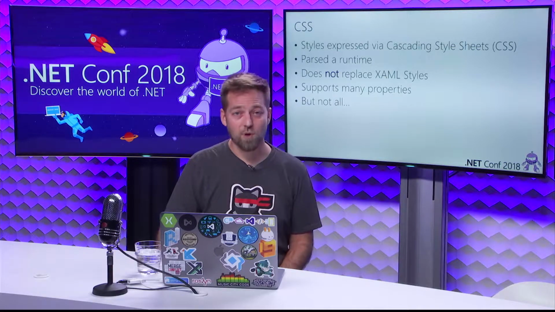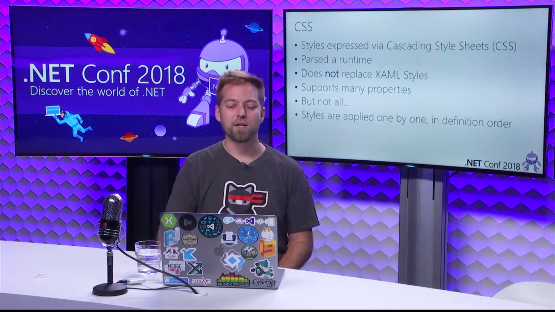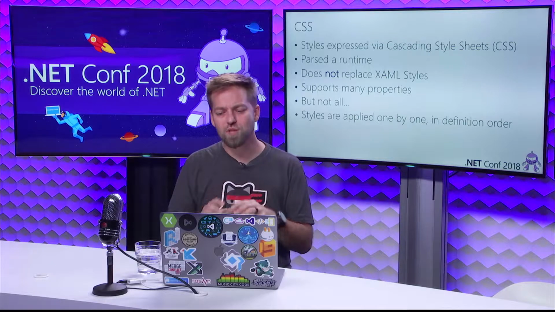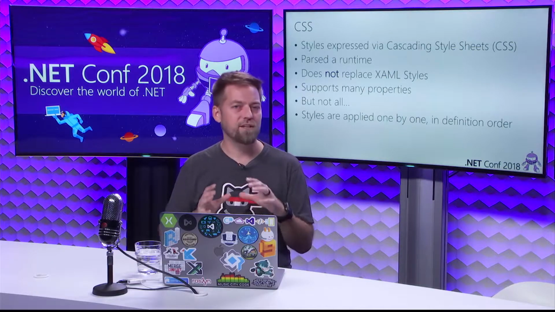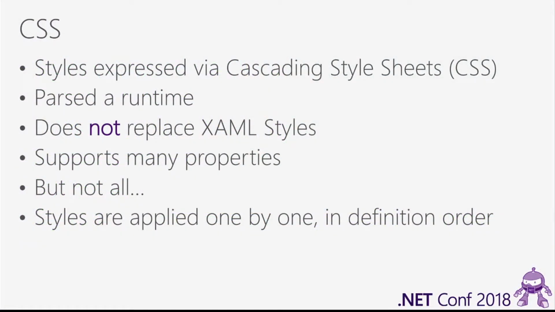So CSS styles are expressed via cascading style sheets. They're parsed at runtime, and this does not replace XAML styles. It does support a ton of properties out of the box, but not all. And the styles are applied one by one in definition order, which is the cascading aspect of CSS. So it's a great feature to pair, especially with Flex Layout, because you can start grabbing samples from the web and use them pretty much as is. That's a very cool feature.